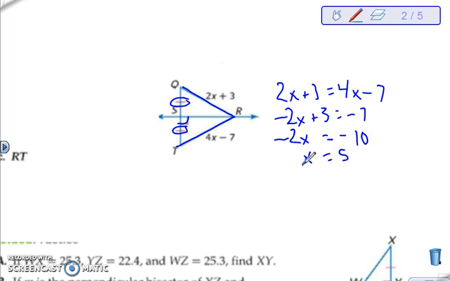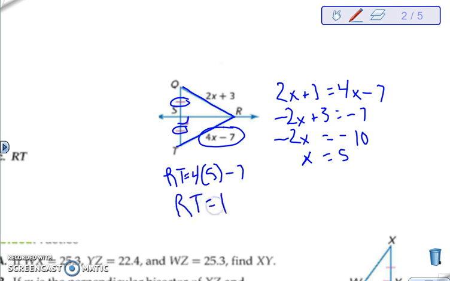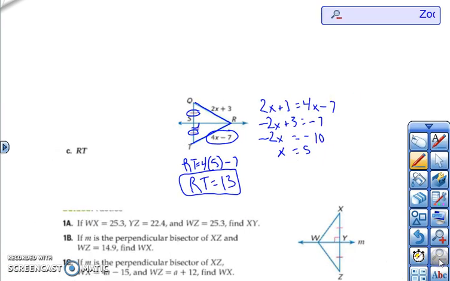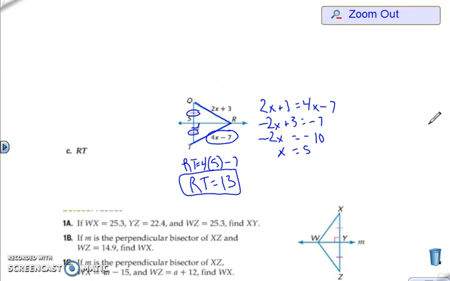We're looking for RT, so we're not done. Plugging back in, 4 times 5 is 20, minus 7 is 13, therefore RT must equal 13. Alright, I will let you try 1A, 1B, and 1C on your own.